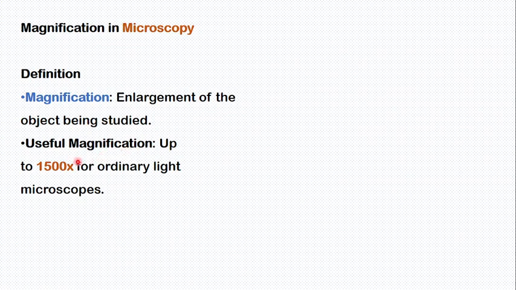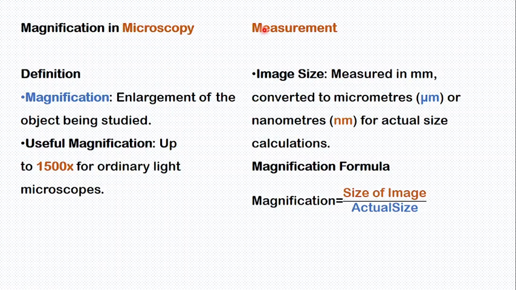So you can magnify. How many times? You can make your image, your object, 1,500 times. Means you can take it under the microscope and see it like a cow. If it is like this, under the microscope you can see it bigger than a cow. So how to measure magnification?